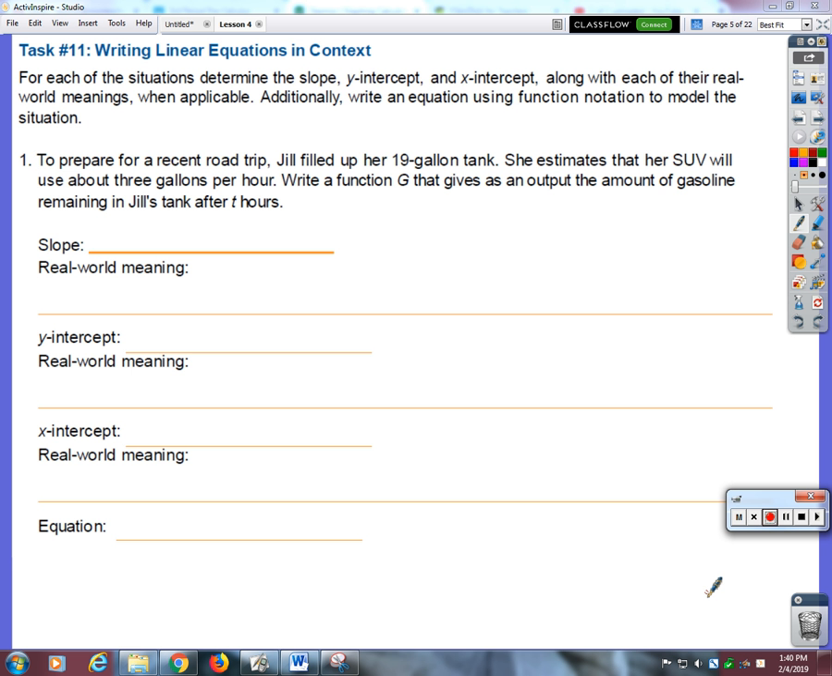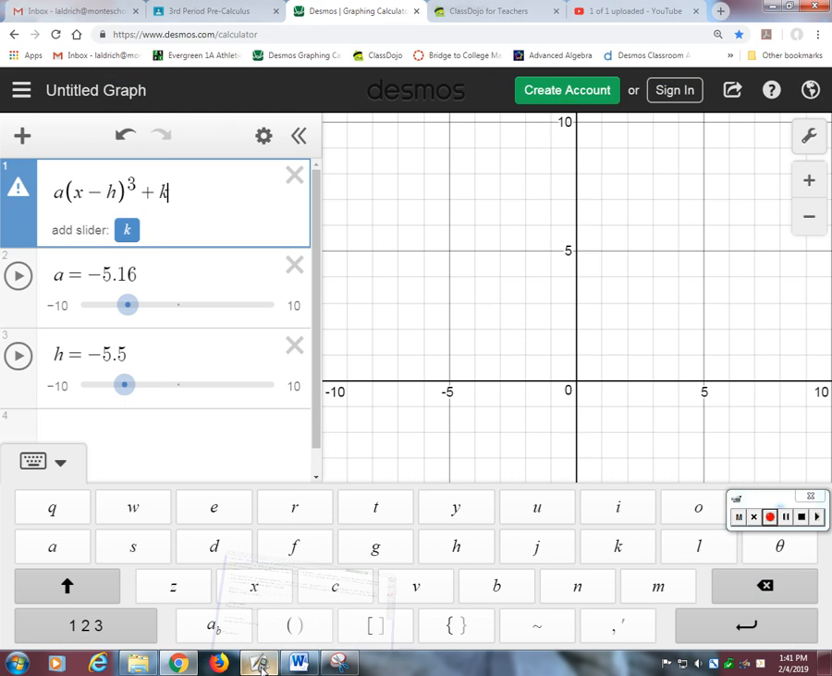All right, so here we go. The first question says, to prepare for a recent road trip, Jill filled up her 19-gallon tank. She estimates that her SUV will use about 3 gallons of gas per hour. Write a function g that gives as an output the amount of gas remaining in Jill's tank after t hours.